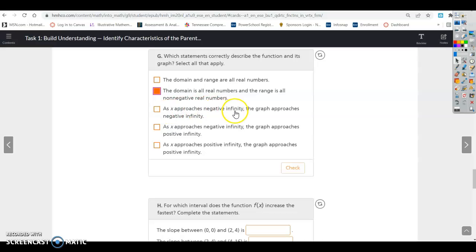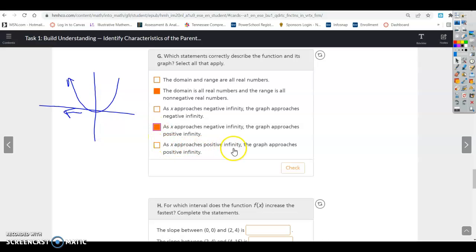As x approaches negative infinity, the graph approaches negative infinity. As x approaches negative infinity, the graph approaches positive infinity. All right, so this one's going to be correct because, remember, it's a U-shaped graph, and this is talking about the end behavior. So as x approaches negative infinity, so as x goes to the left, what is the graph doing? It's going up. So it approaches positive infinity.